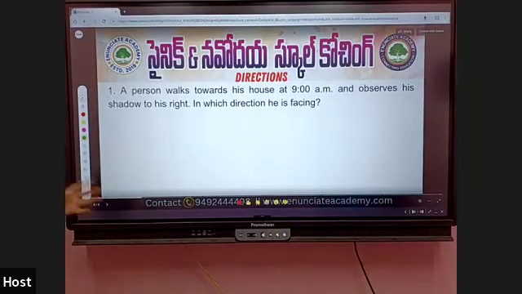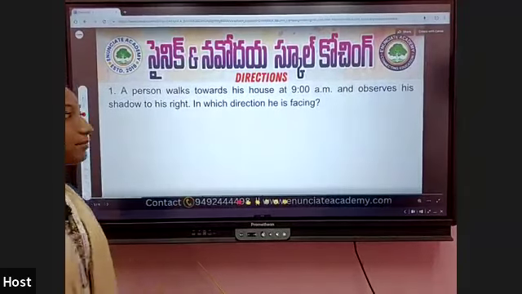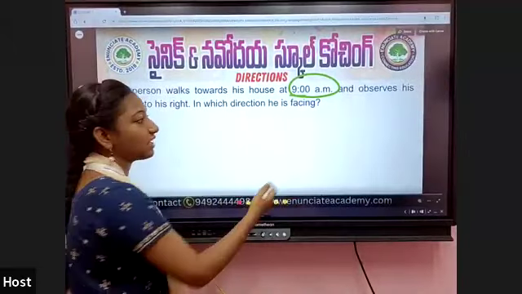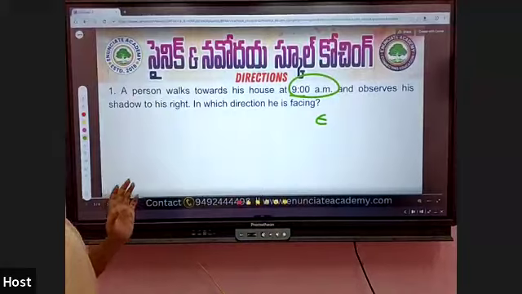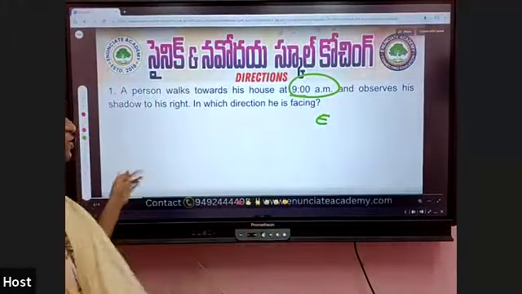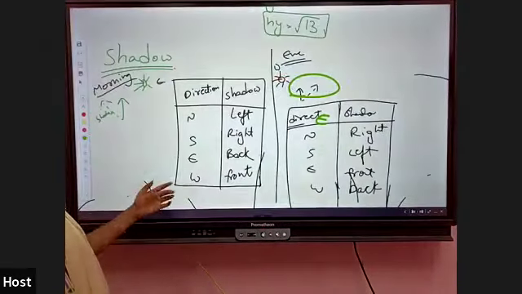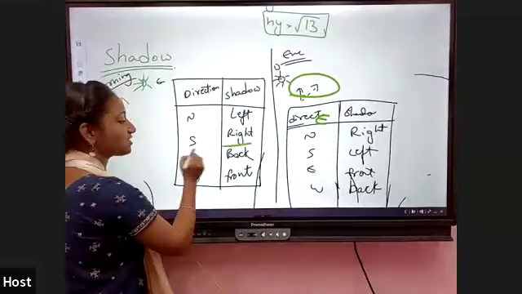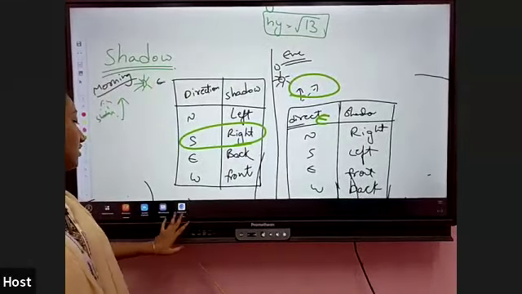See, this is the example in shadow. A person walks towards his house at 9 a.m. 9 a.m. means it is in the morning, the sun is in the east, and he observes his shadow to his right. So, we already discussed that when the shadow is at right in the morning, the person should face south. The person is facing south.